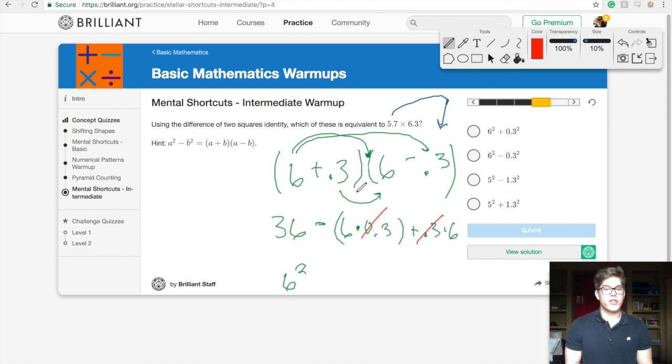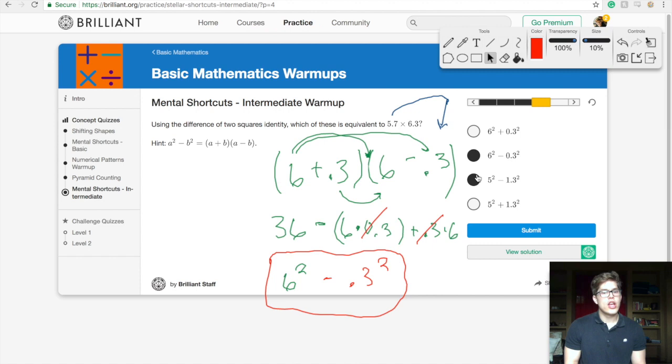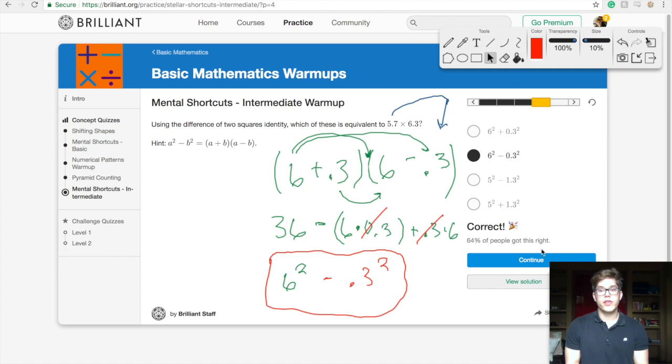So we don't even need to write this down really. And then what do we lastly have? We have 0.3 times 0.3, and it's being subtracted, and so we have minus 0.3 squared. So 6 squared minus 0.3 squared will be our answer. So our answer here is B. So this one was a little bit tricky in the beginning, at least it was for me. So let's recap for a second. Let's submit it and then recap. So we got the answer right, excellent.